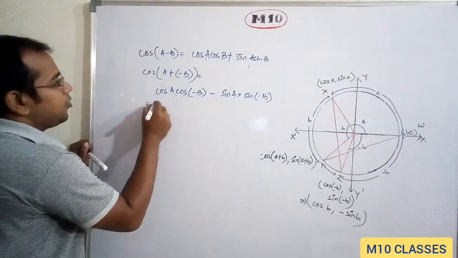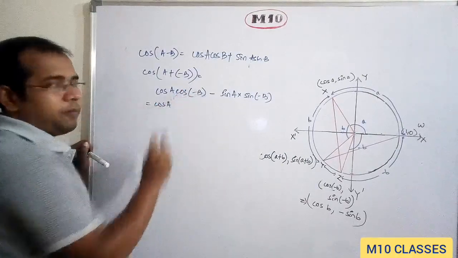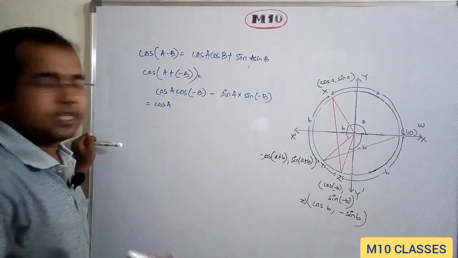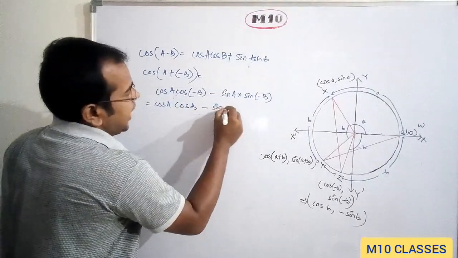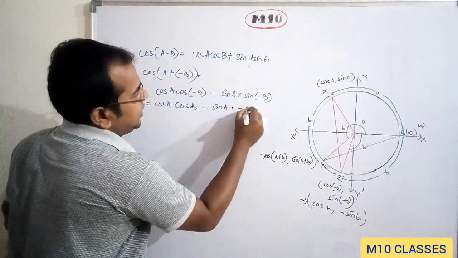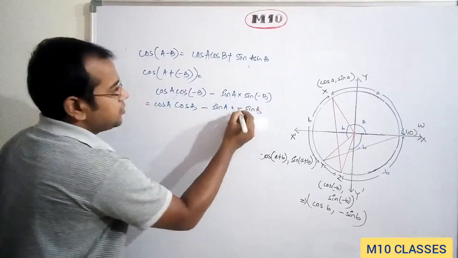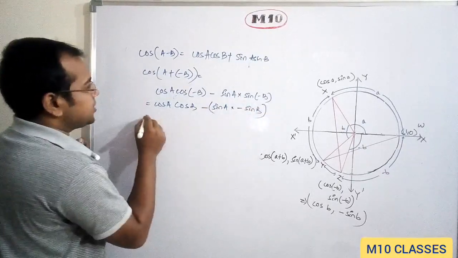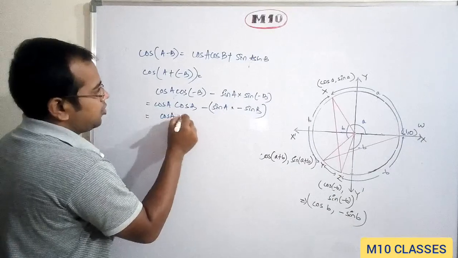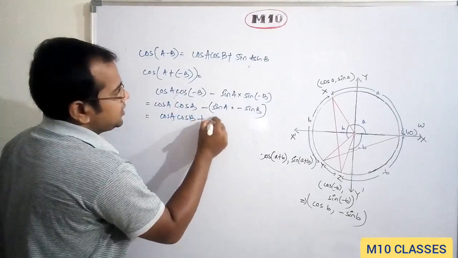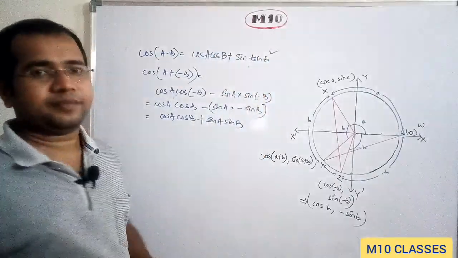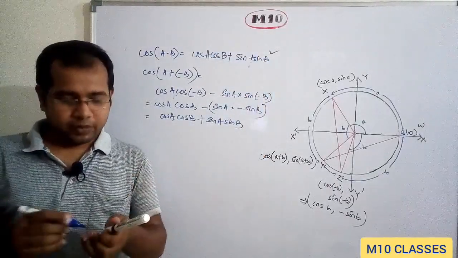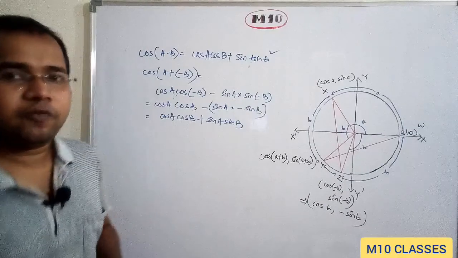Okay. Now cos of minus theta is nothing but cos theta. So what are we getting here? Cos B. But here sin of minus theta is minus sin theta. Okay. So this minus into minus should be plus. So we are getting cos A cos B plus sin A sin B. So this is also proved. Okay. So we have proven two identities. We are going for the next two.